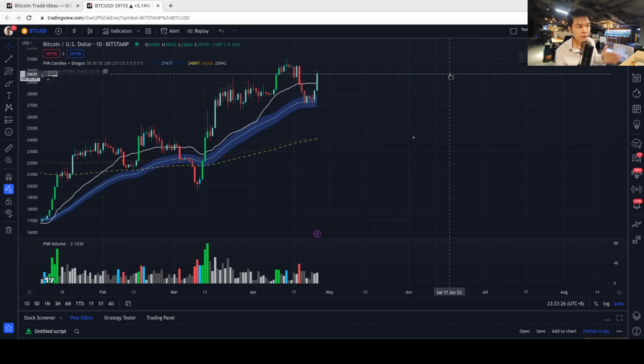So as you can see, I'm plotting these PVA candles plus dragon. This is the PVSRA. For those who don't know, PVSRA stands for price, volume, support, and resistance analysis. And what is PVSRA all about?